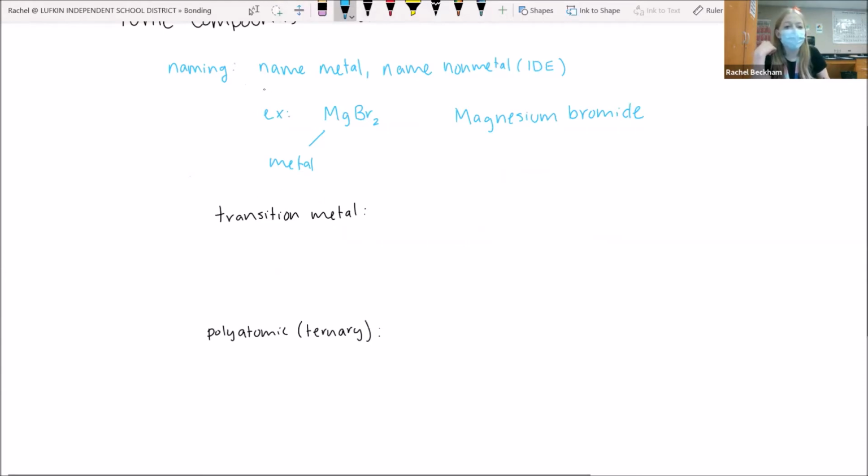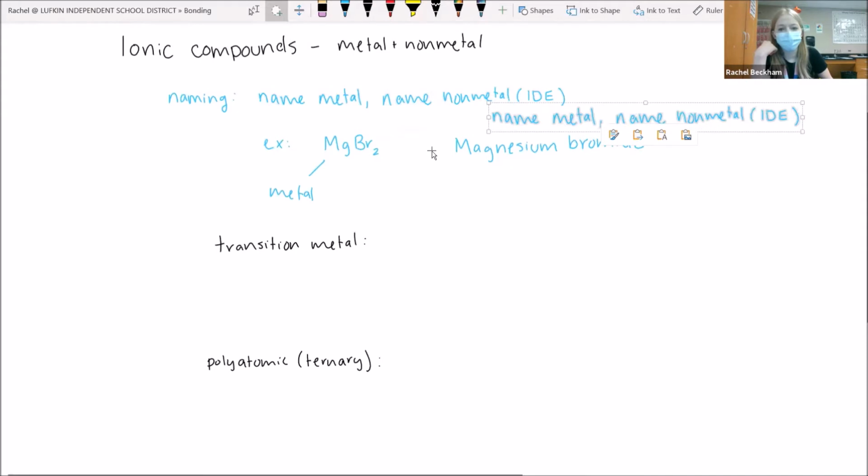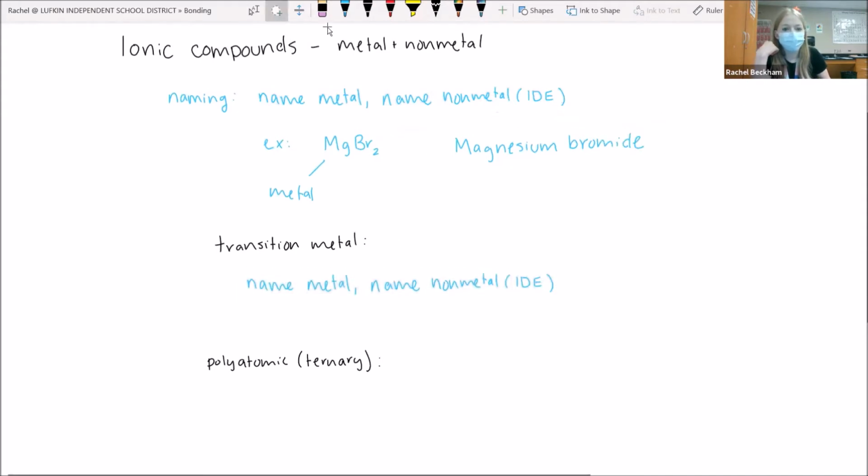When there's a transition metal, you're going to follow these same steps, right? So it's still the same steps here, but what do you add in? Yes, the Roman numeral. Okay, very similar steps, except metal, non-metal, Roman numeral in between, and then non-metal, and you change it to "-ide", just like normal. So it's the same thing as above, except you add a Roman numeral. This Roman numeral is the charge of the metal.